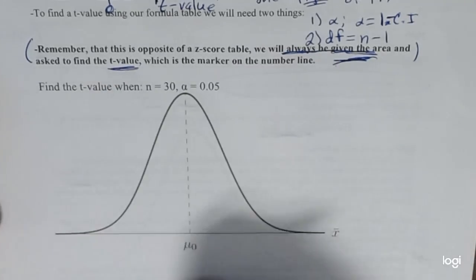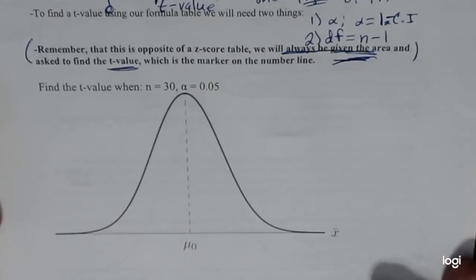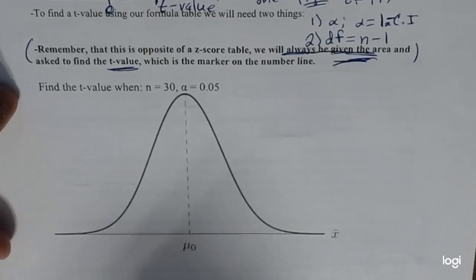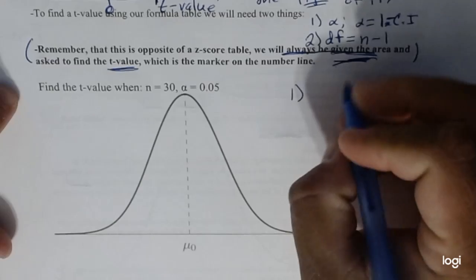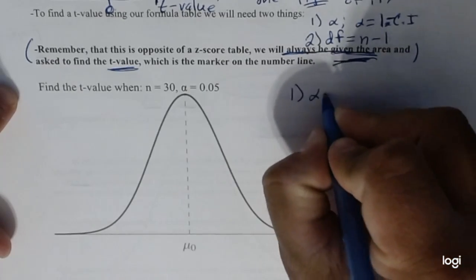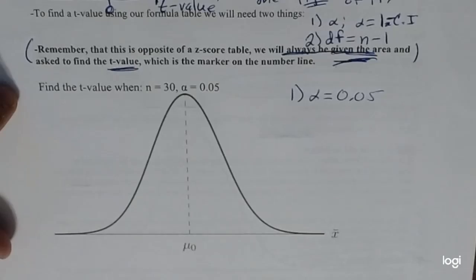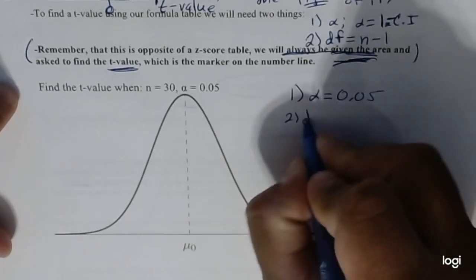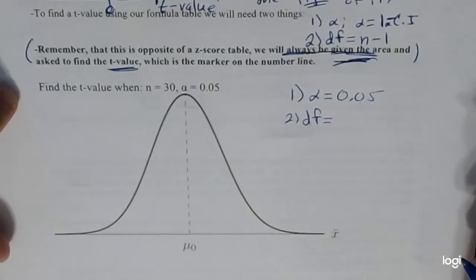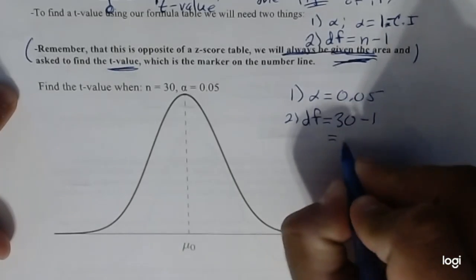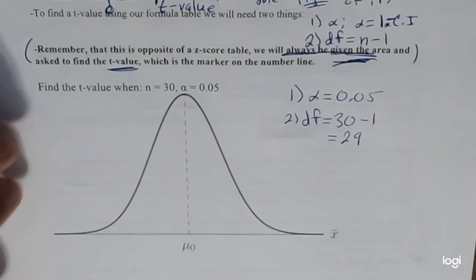So let's look at this example so you guys see what I mean by that. It says find the t-value when n is 30 and alpha is 0.05. So we need two things to find a t-value. First thing is an alpha, which they just gave us right off the bat, so we don't actually have to find it. And next thing we need is a degrees of freedom, which is n minus 1, or 30 minus 1, which gives us 29.